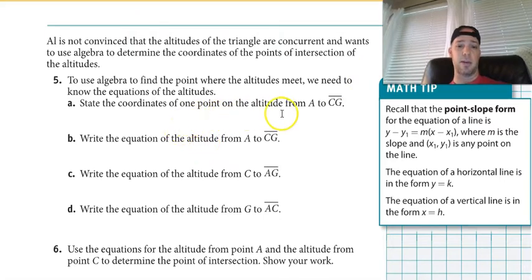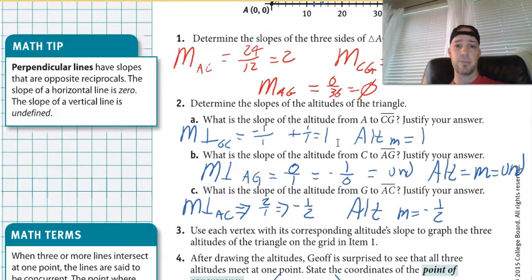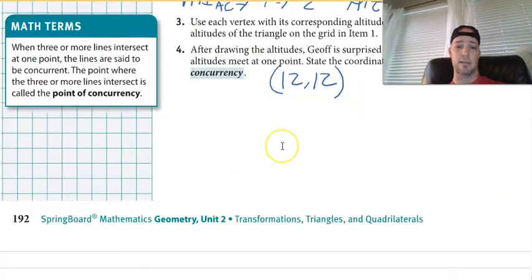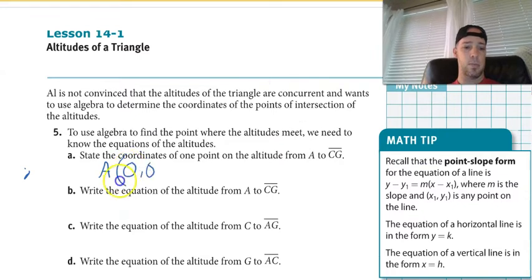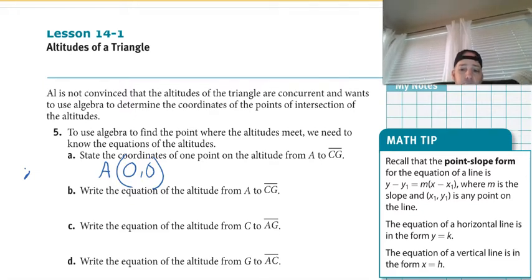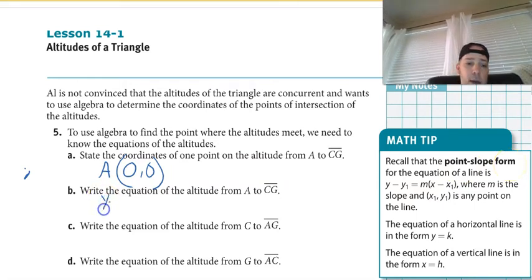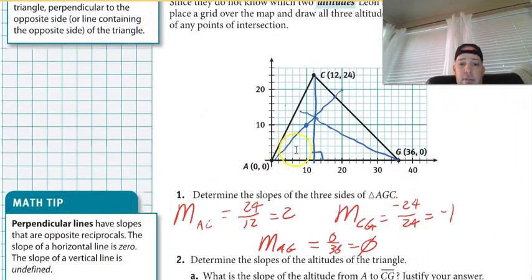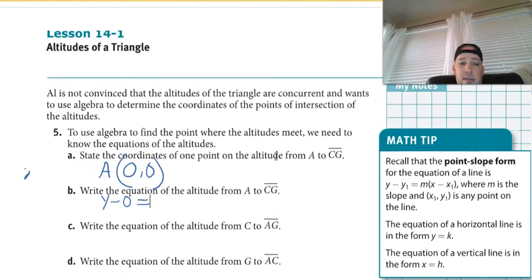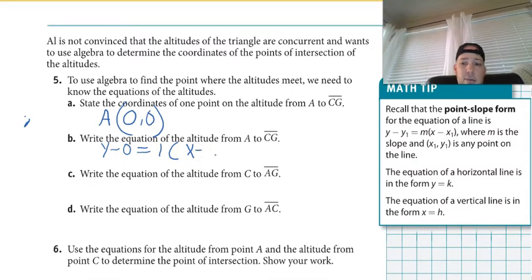State the coordinates of one point on the altitude from A to CG. From A to CG, (0, 0) would be an easy one that we could use. Write an equation of the altitude from A to CG, and we can put this in point-slope form. So y minus y1, a coordinate from here, equals the slope. Remember that the slope should be positive 1, because the perpendicular line had a slope of negative 1, so the slope will just be positive 1. Then x minus x1, and we can just plug in the x coordinate there.